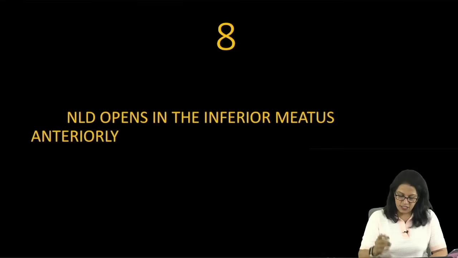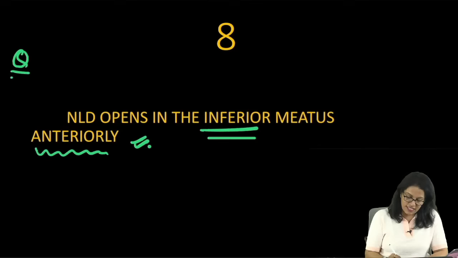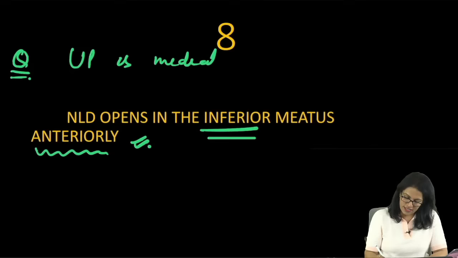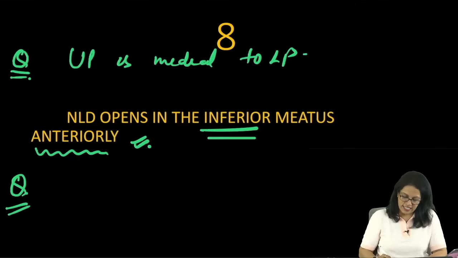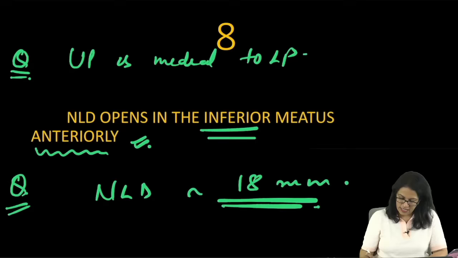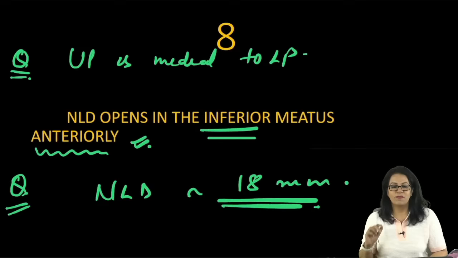Okay. Another question on anatomy is, when you're closing the eyes, what is the alignment of your upper and lower puncta? So the upper puncta is medial to the lower puncta. Next question says, what is the length of NLD? NLD can be anything around 18 millimeters. It can vary from 17 to 18 millimeters. Different sources will have different values written. We will learn around 18 millimeters.